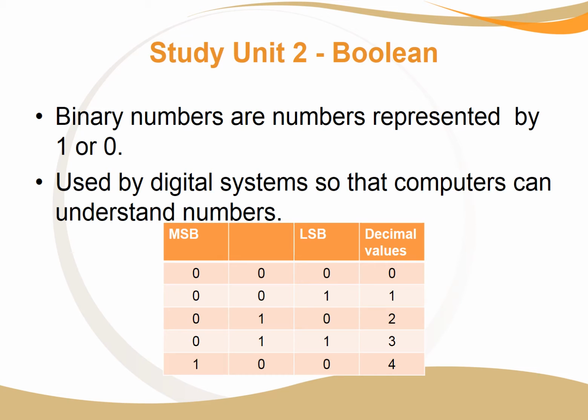And here is a simple table representing the decimal values 0 to 4. Here I have filled in what we call the truth table, and we will work extensively with these. Here you see 0, 0, 1 is 1. The binary number 1, 0 is equal to 2, 1, 1 is equal to 3, and 1, 0, 0 is equal to 4.